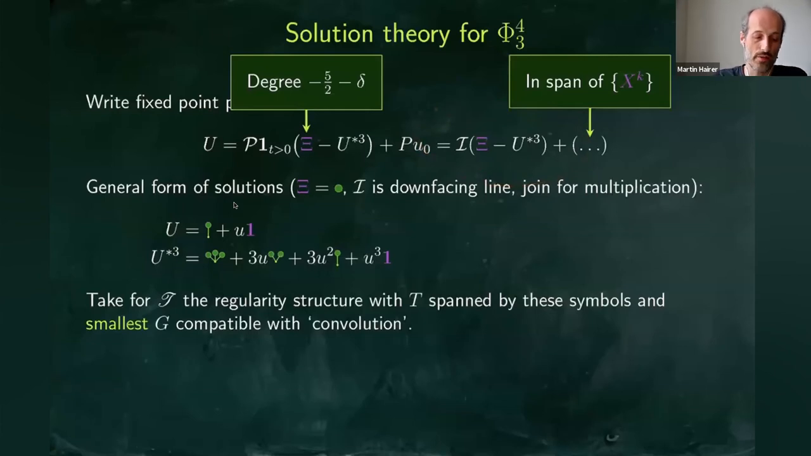And so here's a sort of convenient graphical notation for the elements, the basis elements that you have to add to your regularity structure for this, right?